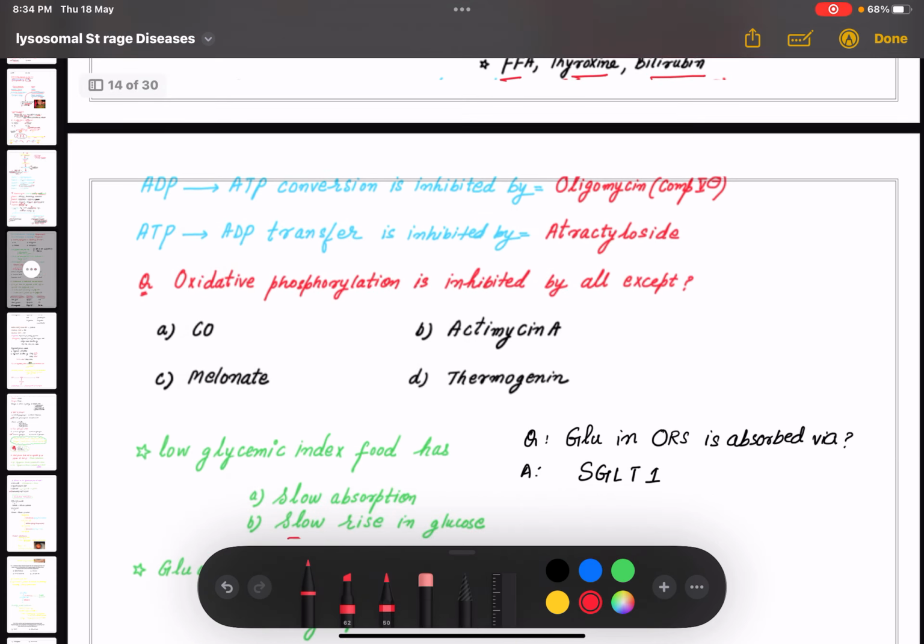See guys, ADP to ATP conversion is inhibited by oligomycin. These are two different questions which you have to remember: if the question is asking about ADP to ATP conversion, the answer will be oligomycin, which is a complex 5 inhibitor. If the question is asking about ATP to ADP transfer, that's inhibited by atractyloside.